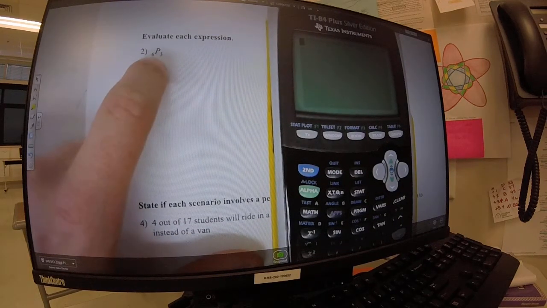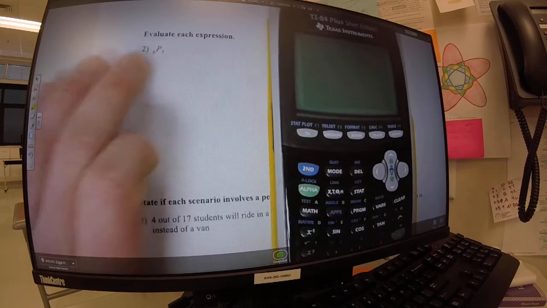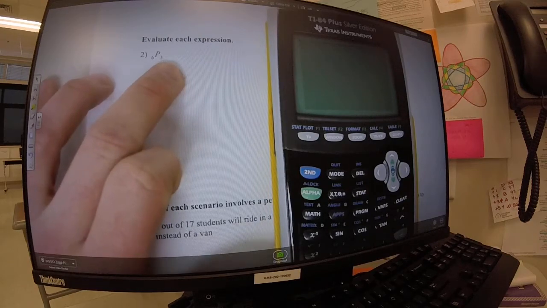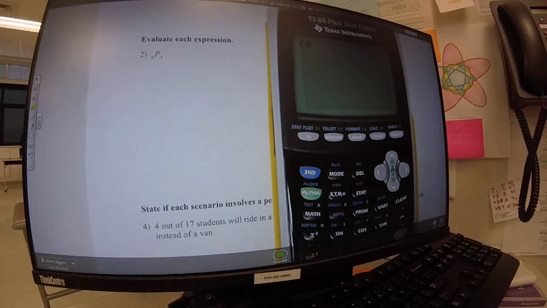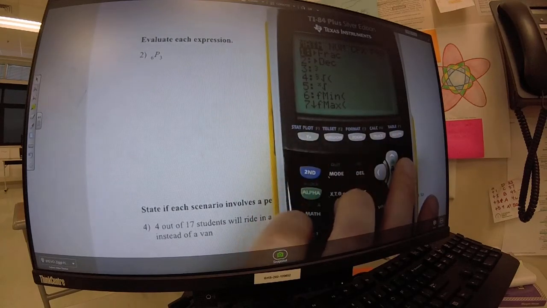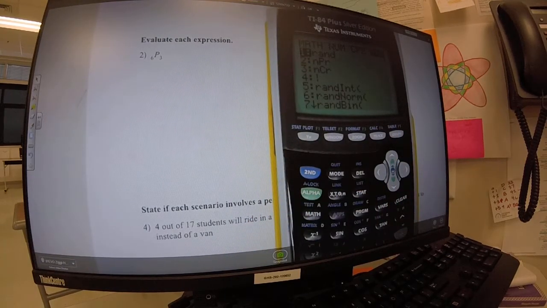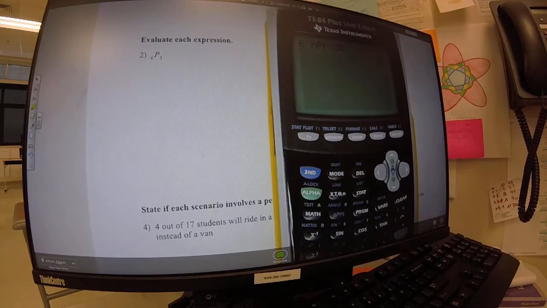6 permutation 3. So we have 6 things that we're choosing from, and we care about 3 of them. We're trying to put 3 of them in order. Just like yesterday, we're going to do 6. Anybody know where the calculator buttons are from yesterday? Good. You're going to hit math, and then go over to probability, PRB. Now be careful, you have to choose between NPR and NCR. For this exact problem, we're going to choose NPR. We're going to type in the number 3, and hit enter.